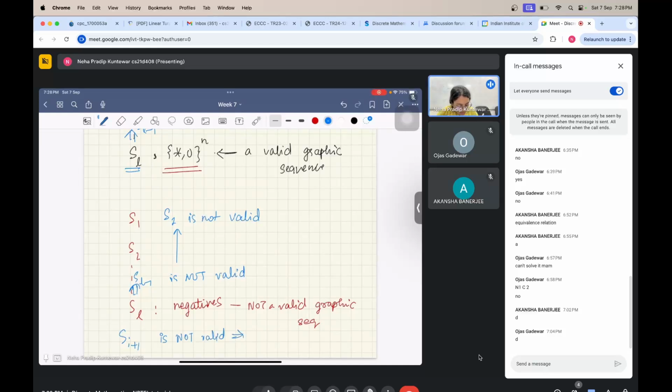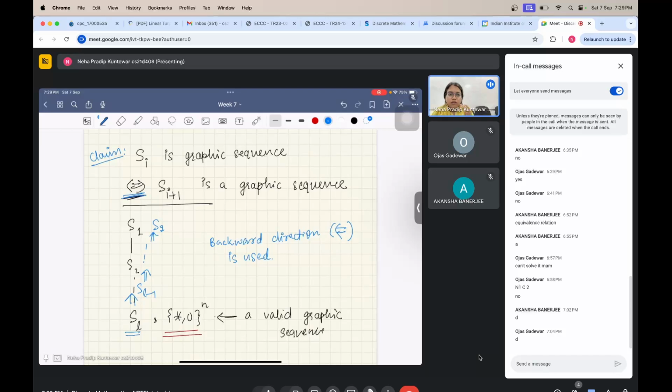So what we said is if Si plus 1 is not valid, then Si is not valid, and by the equivalences that we saw, this is basically the contraposition of the statement that if Si is valid, then Si plus 1 is valid, and this is where you use the forward direction. So therefore you need if and only if. Using backward direction, you can only conclude that the sequence is graphic, is valid, and using the forward direction you can conclude that the sequence is not graphic. Therefore both the directions are necessary.